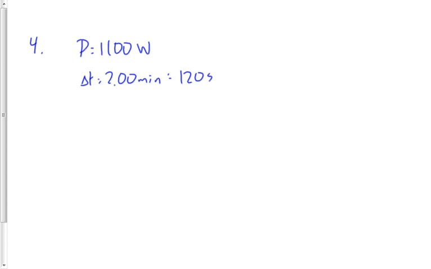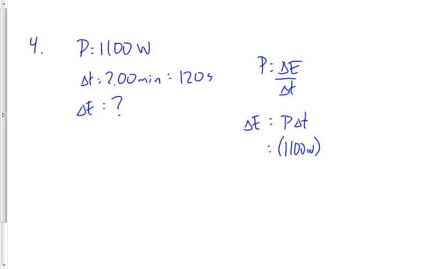We're looking for the energy consumed, the energy used up. We're looking for delta E again. So once again, P is equal to W over T. That's the equation as it appears on your data sheet, W over T. But since W is defined as delta E, then we can say power is equal to delta E over T as well. Same thing. Take the T up by multiplying. Becomes power times time. Power is 1,100 watts. And the time is 120 seconds. We multiply those together. And we get a number.